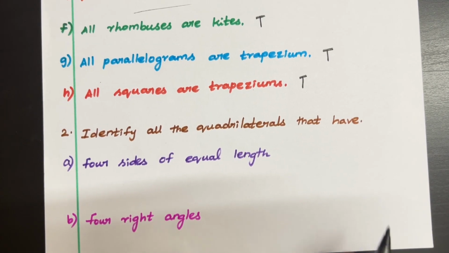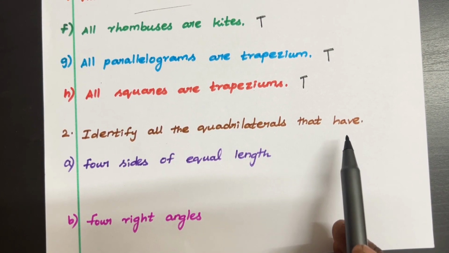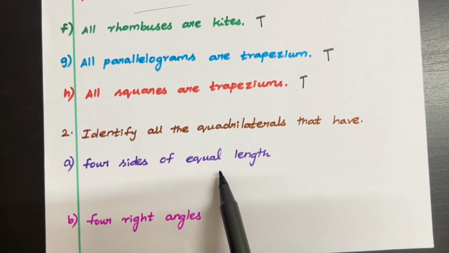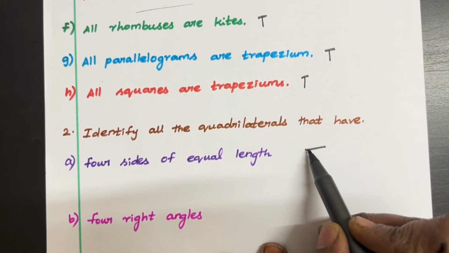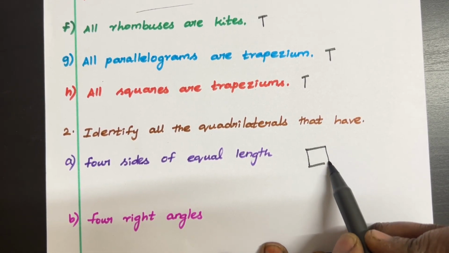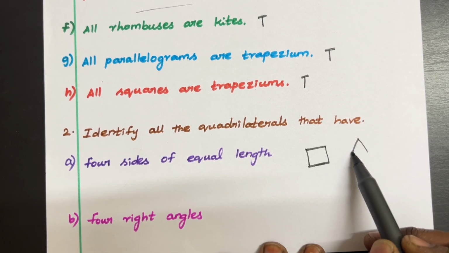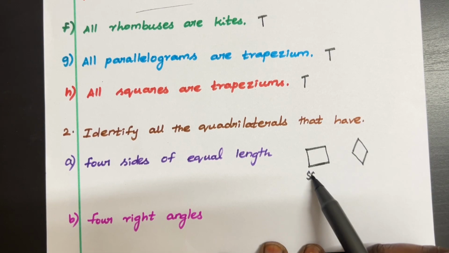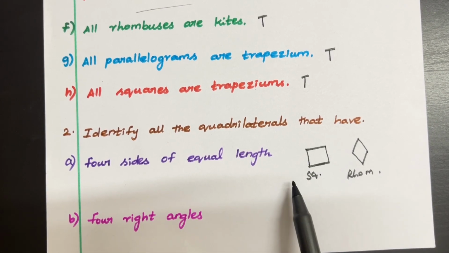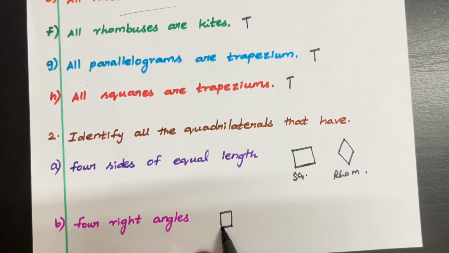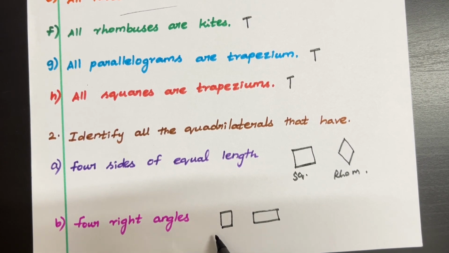Second question. Identify all the quadrilaterals that have four sides of equal length. A square has four sides of equal length, right? Square. And rhombus. Rhombus means a diamond shape. So, square and rhombus have four sides of equal length. Subdivision. Four right angles. It's very obvious, right? We know this very well. Four right angles happen for square and rectangle. All the angles are 90 degrees. So, square and a rectangle.